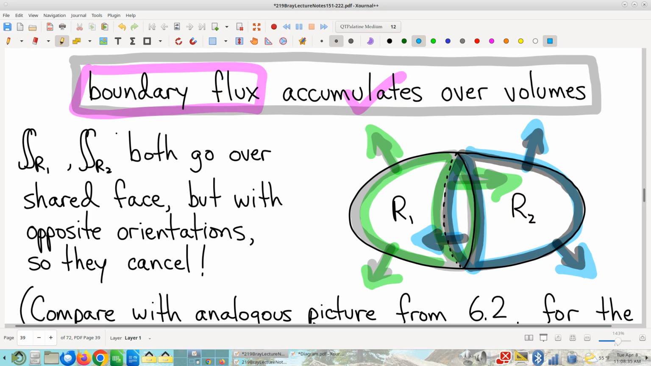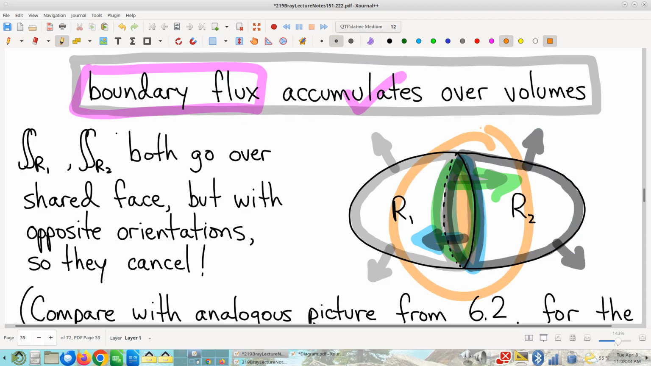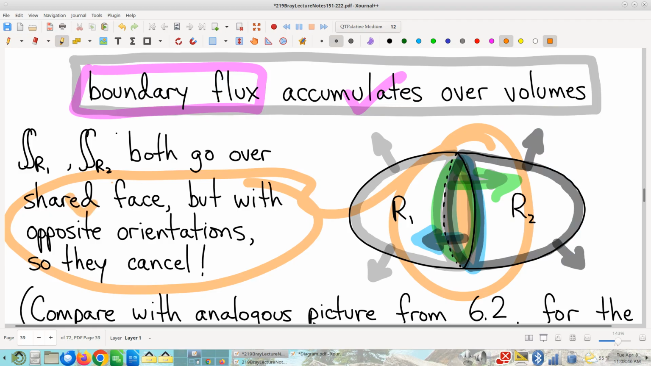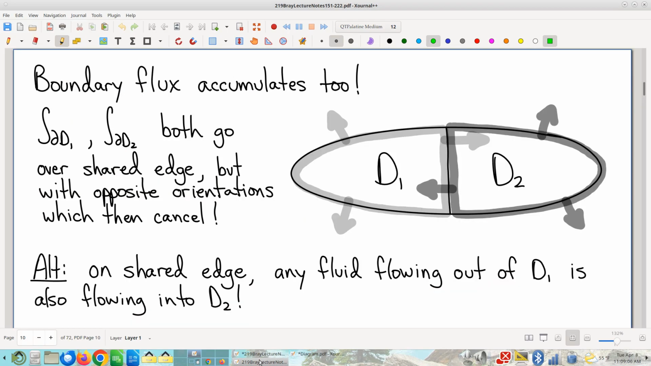Just like with Green's theorem, I think you can see that the big question is these two computations on this shared face. On that shared face, we have two flux integrals over the exact same surface, but with opposite orientations. So they're exact negatives of each other, and they cancel. And it's the exact same thing that we saw back with this case.